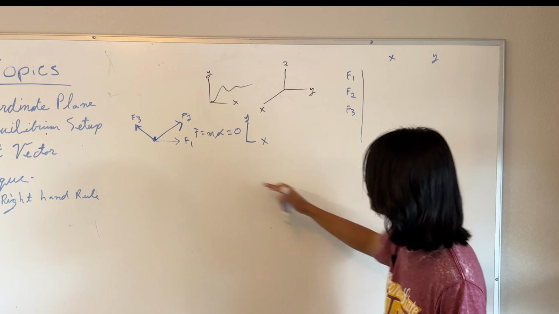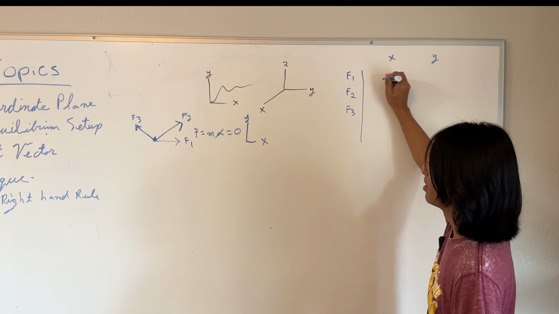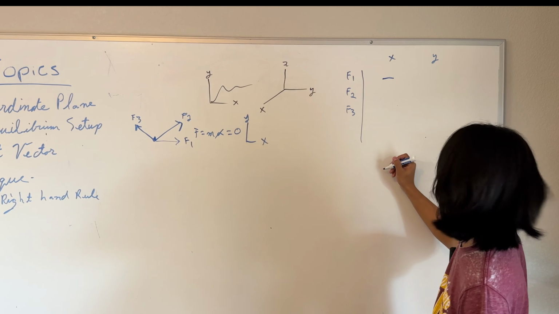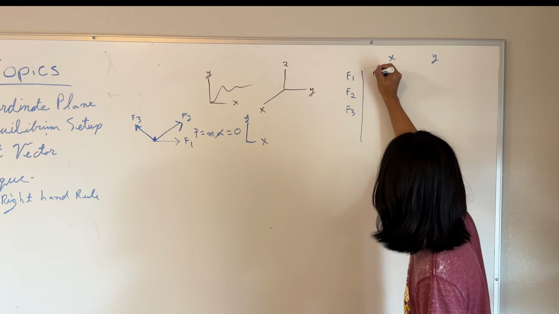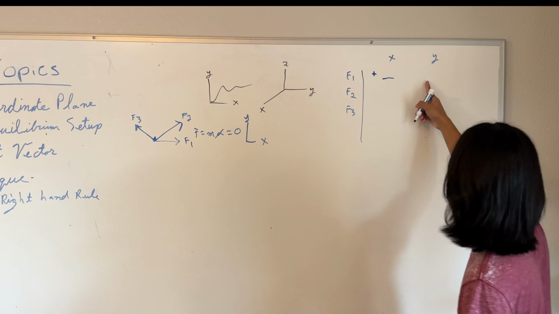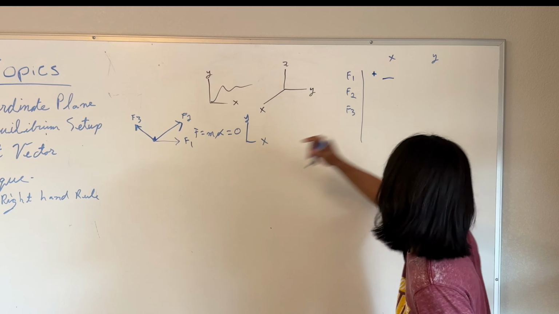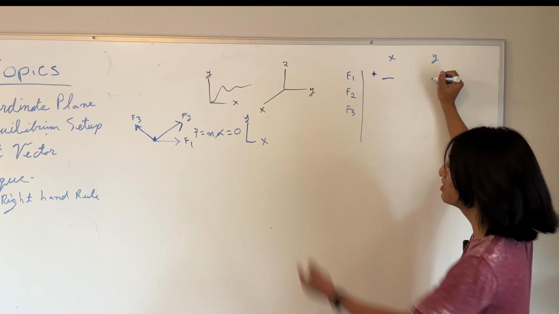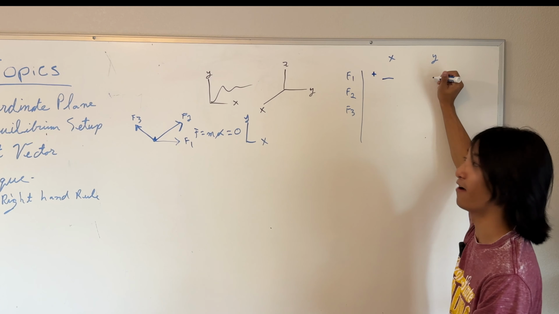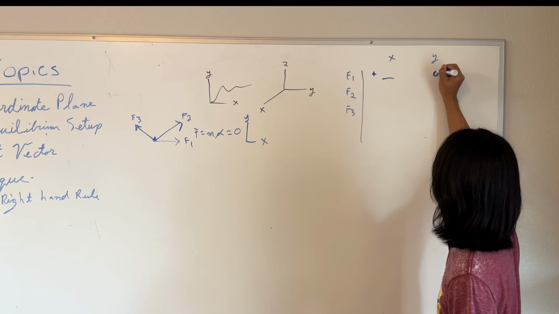So for force 1, we're going to have a number here in the X. And what value is this number going to be? This is going to be a positive number. Next, we're going to have Y. It's not going in that direction. So in this scenario, we will not have any Y component, so it's going to be 0.